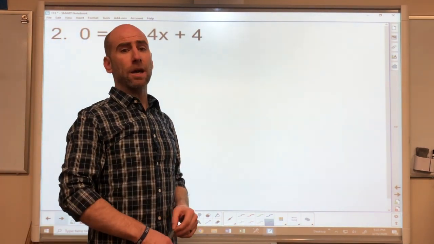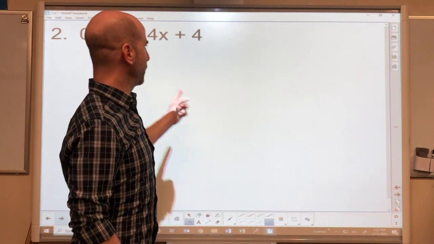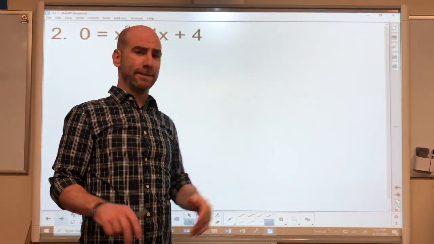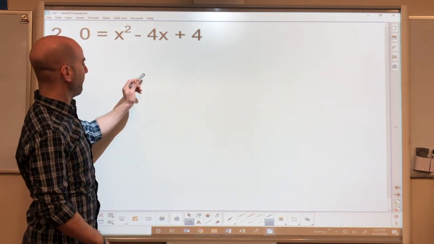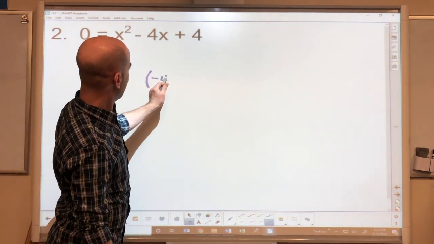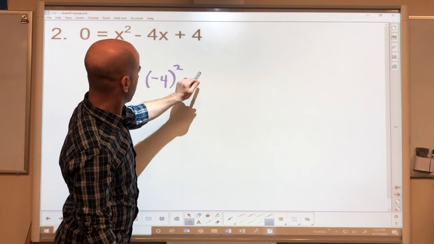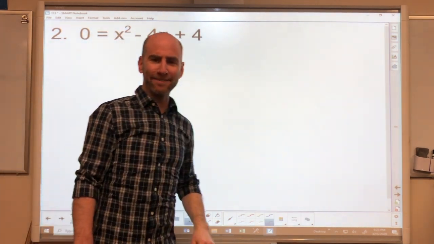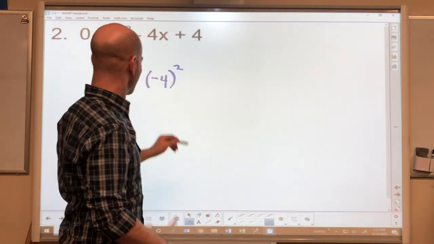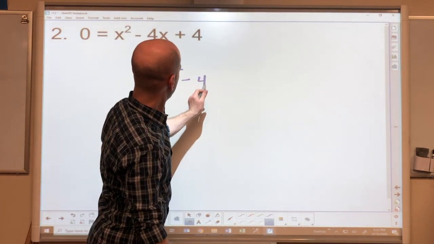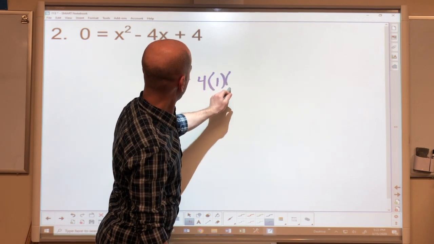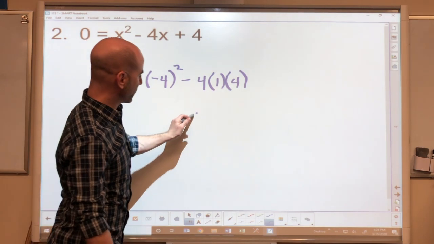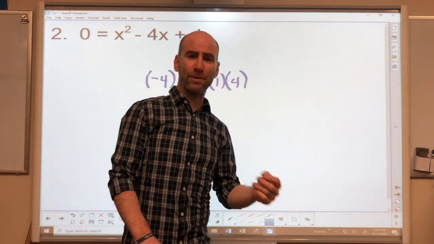Tell me how many solutions there are going to be to this equation here, but only use the discriminant. So we've got b squared, not negative b, just the discriminant, minus 4 times a times c. Calculate that and you'll see that that yields a 0.